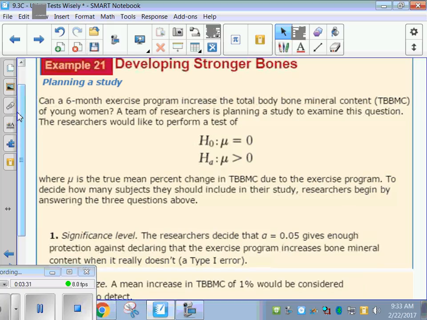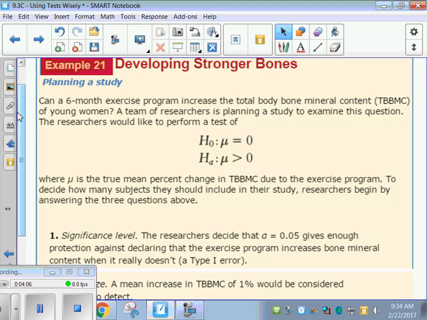Okay. Can a 6-month exercise program increase the total body bone mineral content, TBBMC, of young women? A team of researchers is planning a study to examine this question. The researchers would like to perform a test. So null hypothesis would be 0, no change, right? And the alternate would be an increase. So where mu is the true mean percent change in TBBMC due to the exercise program.